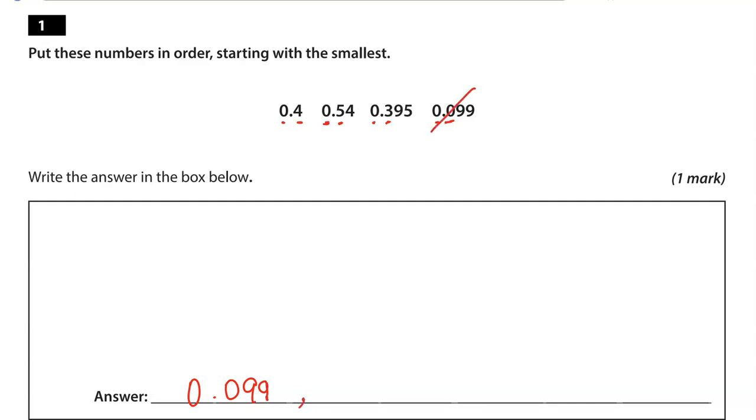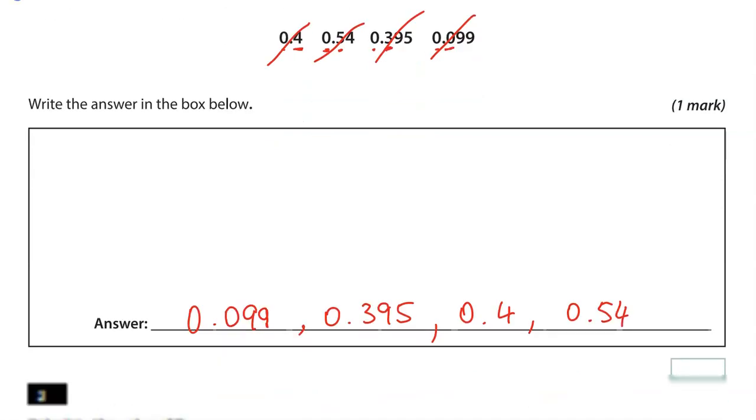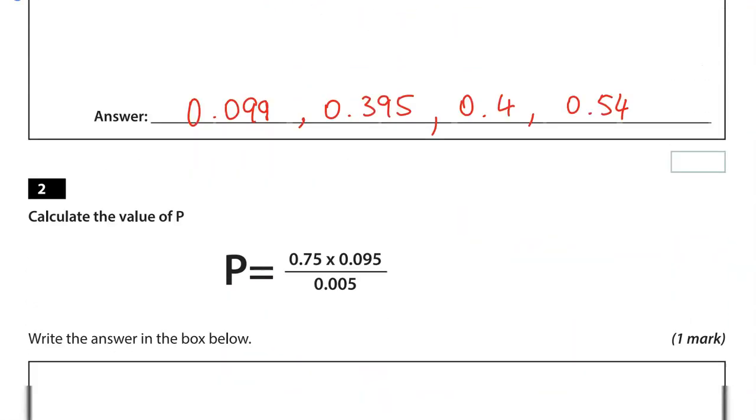So we've done this one. Now again we have this with a 3, so that's going to come next, 0.395, and the first one had a 4 as the second digit, so 0.4 will come after that, and finally 0.54. So these are now in order, starting with the smallest.